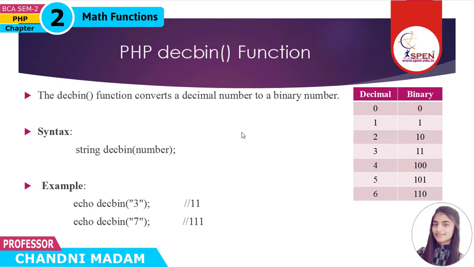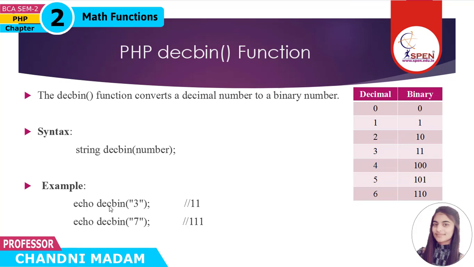So here our first math function is DECBIN. This function converts your decimal number to your binary number. Here DEC means decimal and BIN means binary. So here is the syntax. The DECBIN function requires one parameter, which is your decimal number, and after executing this function it will give a binary number.